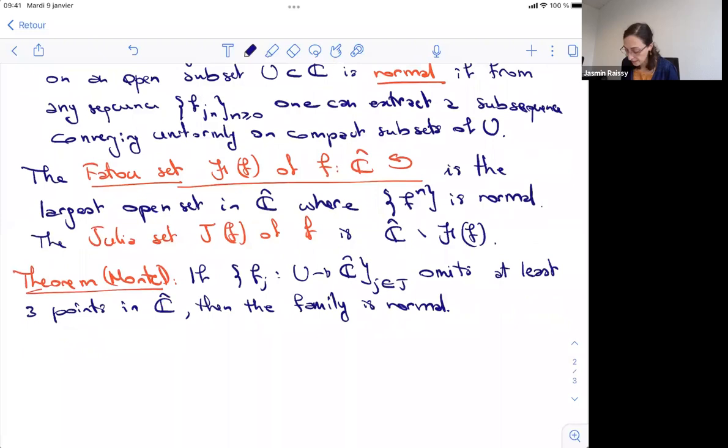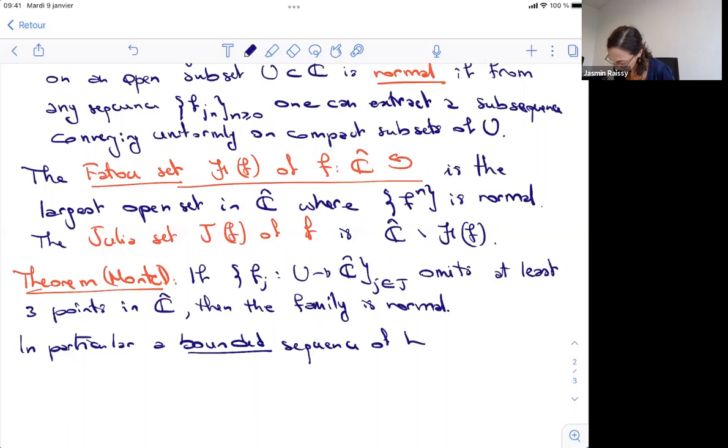And this means that in particular, if I have a bounded sequence of holomorphic maps from U to C, then it is always normal. Because when you're bounded, you're omitting more than 3 points in the Riemann sphere, all right?